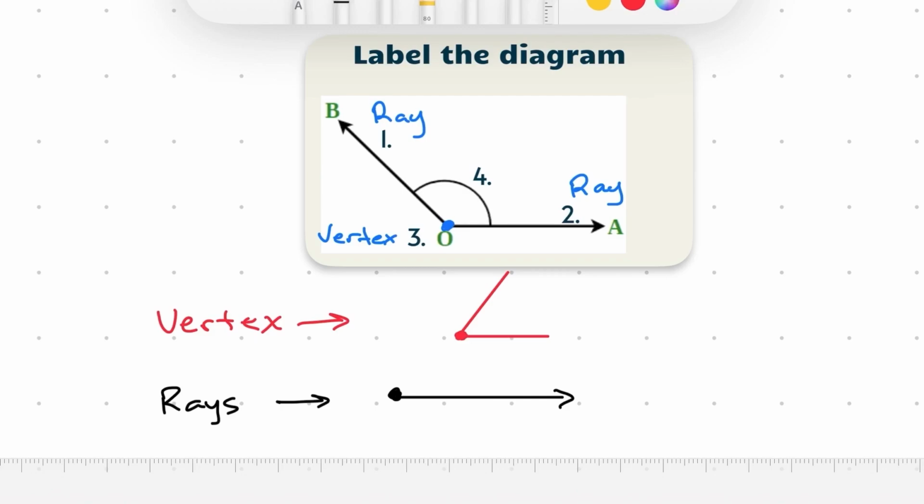What about number 4? Notice how it's pointing to this entire angle measure. So we need to name that. Remember how we name these angles is by the order of which these points are written. So we go B and then O and then A. So for number 4, we can say that it's equal to angle BOA.